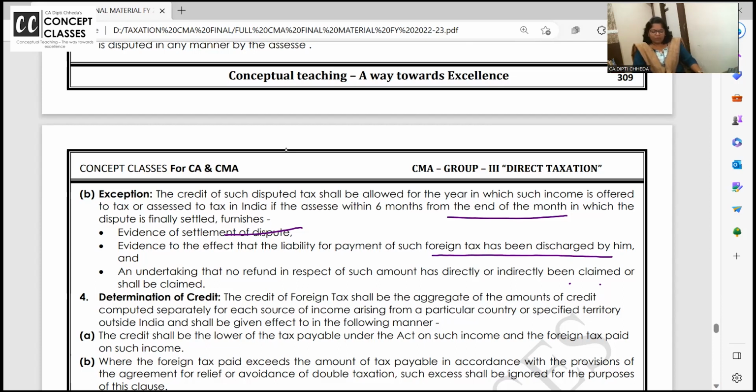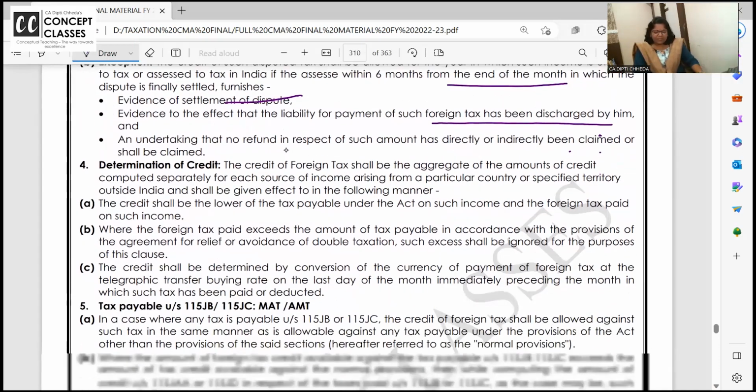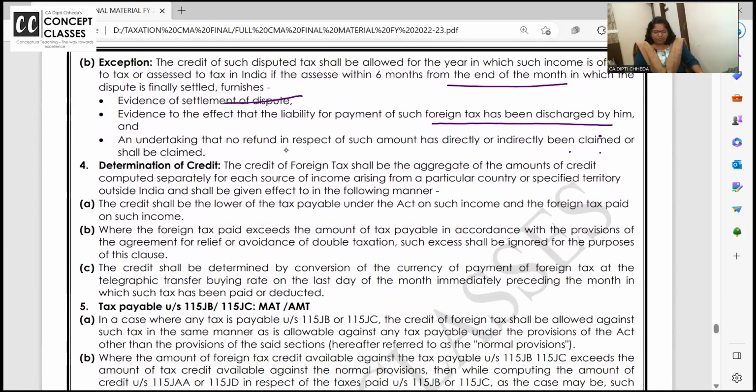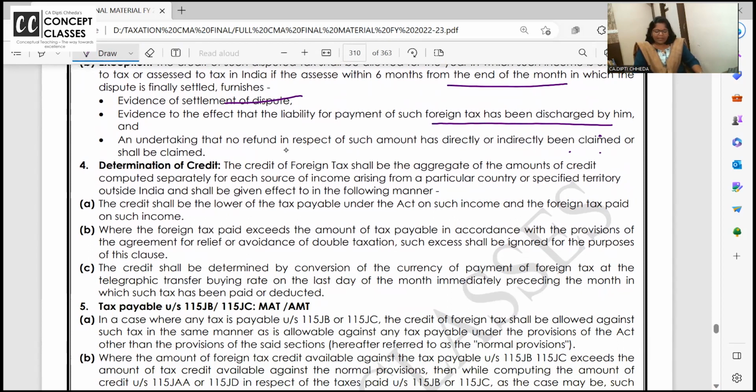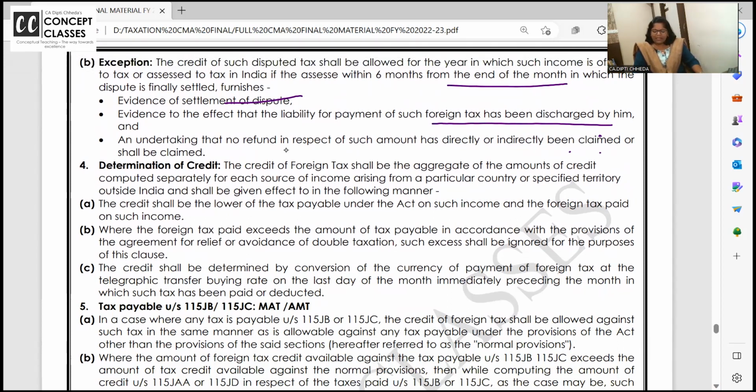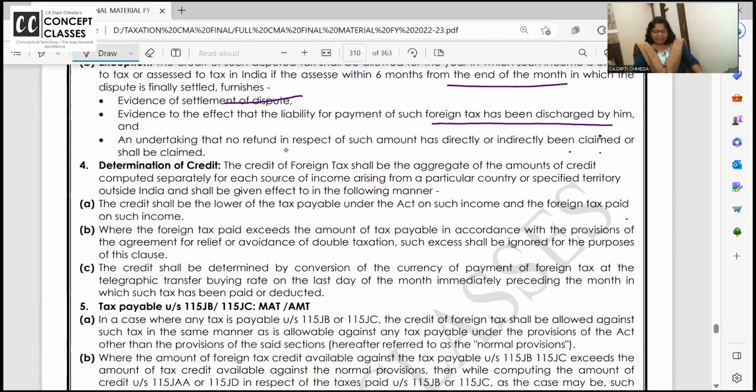समझ में आ रहा है आपको? फॉरेन टैक्स क्रेडिट जब तक डिस्प्यूटेड है, डोंट टेक द क्रेडिट, आफ्टरवर्ड्स टेक क्रेडिट, बट promise that now the dispute is resolved and the tax is paid and you have not claimed any refund in the meanwhile. The credit of foreign tax shall be aggregate of the credit computed separately for each source of income. Credit shall be lower of tax payable under act on such income and foreign tax paid on such income.